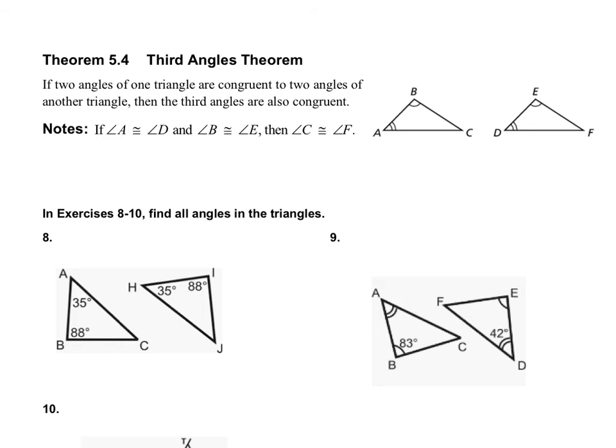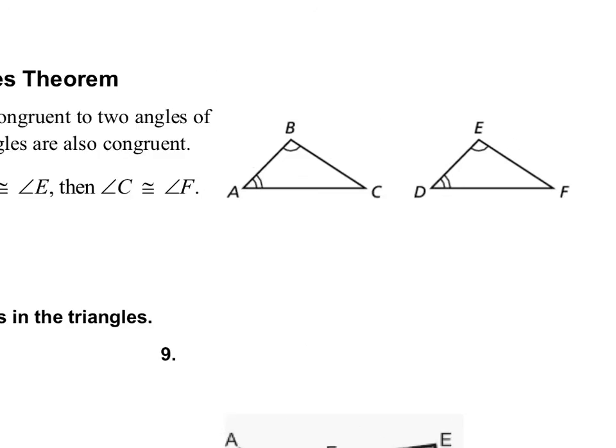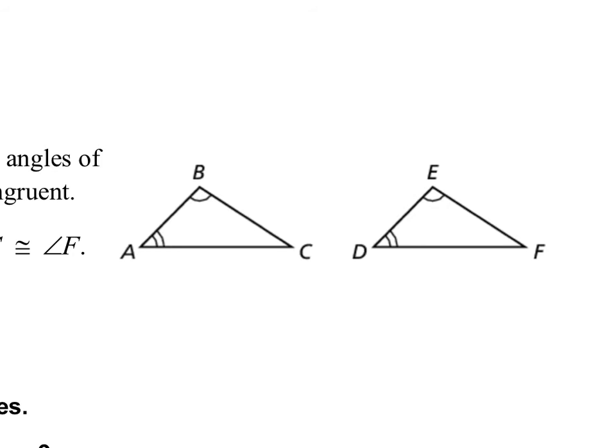Can you please talk at your table? Do your best. Why do you think it makes sense? If you already know 2 are congruent, then the third ones are also congruent. What we're saying is, you have this, then you can assume that these are also congruent.